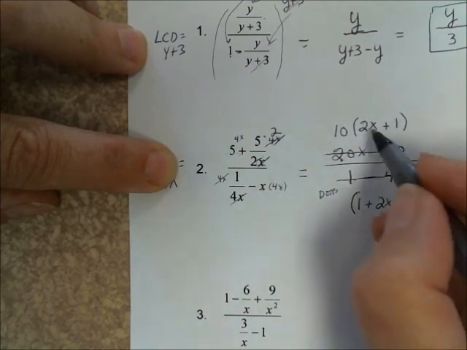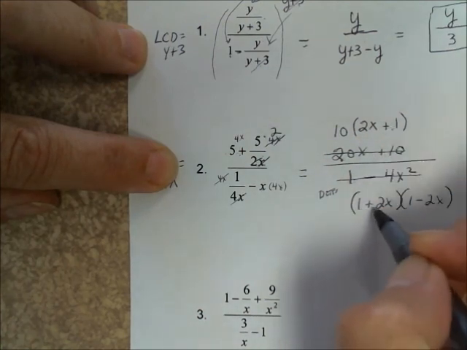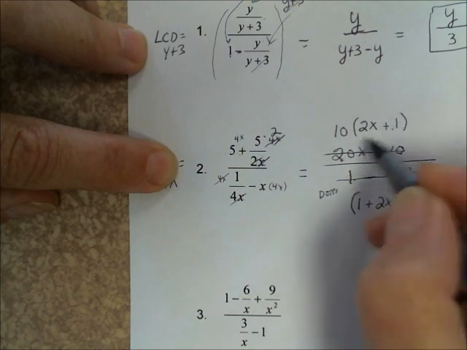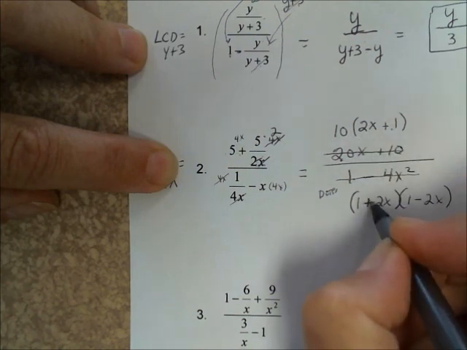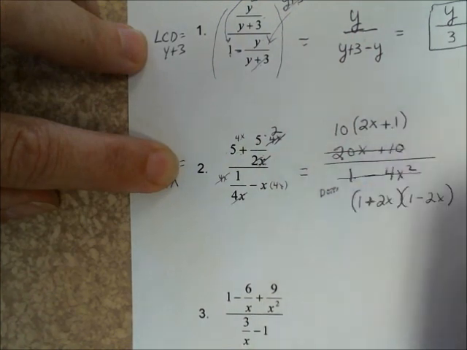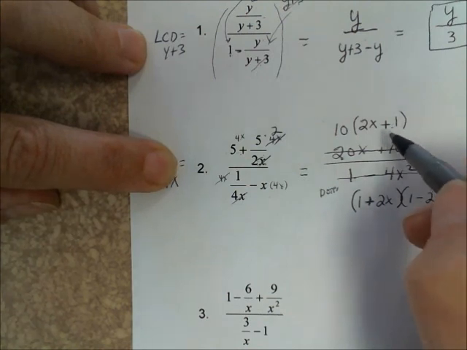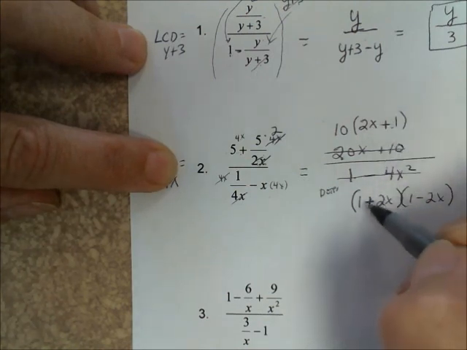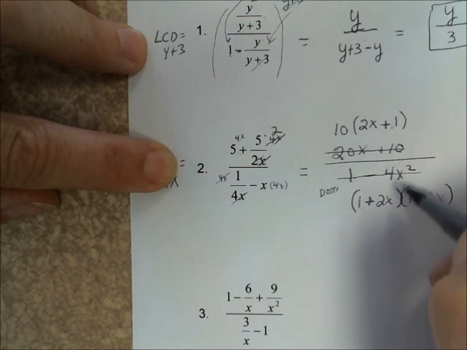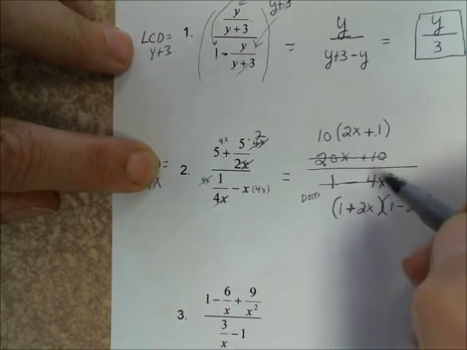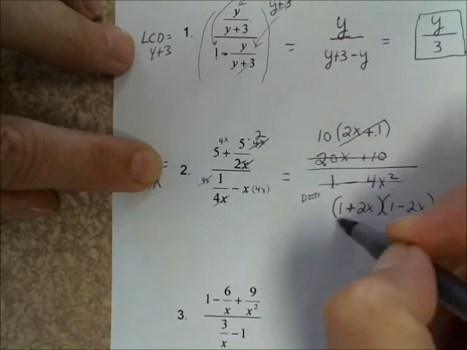And then we can see that 2x plus 1 and 1 plus 2x, even though they're in opposite positions, as long as it's addition, they are exactly the same, because you can kind of think of it like this. 2 plus 1 is the same thing as 1 plus 2, right? So 2x plus 1 is the same thing as 1 plus 2x. So if they're the same thing, they cancel.